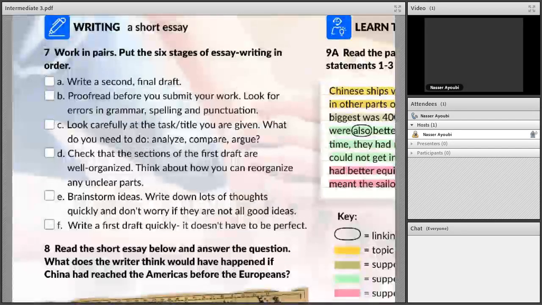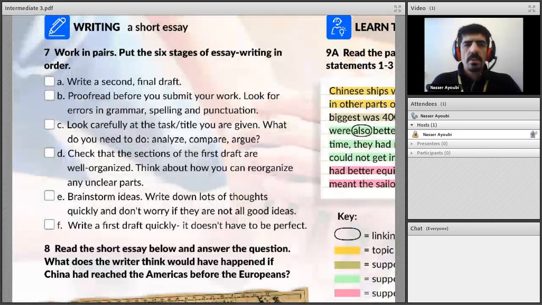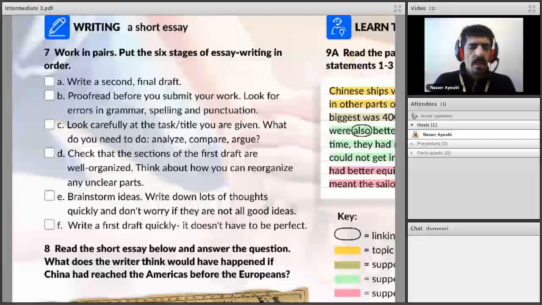Okay, next part is a short essay, writing a short essay. Okay. Part 7. Work in pairs. Put the 6 stages of essay writing in order.